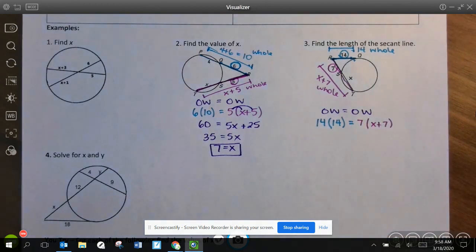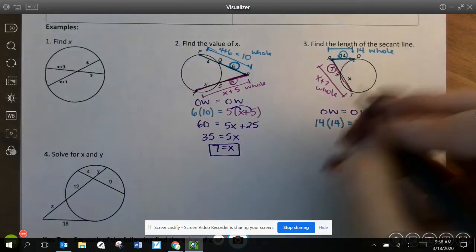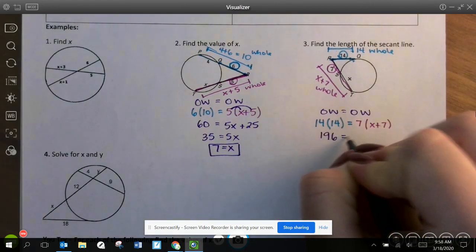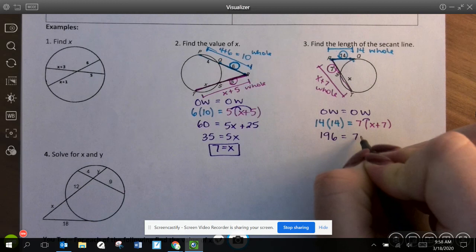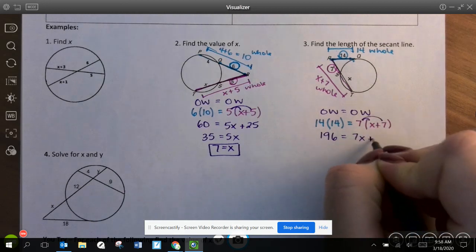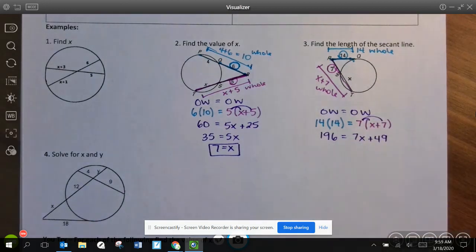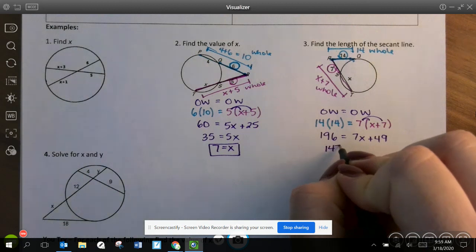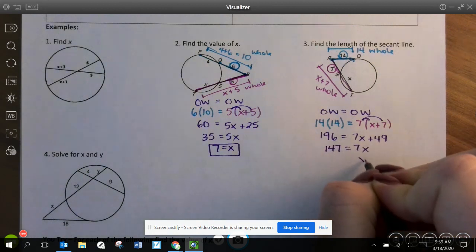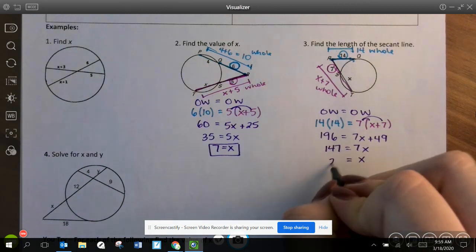And from here, I'm just going to do some algebra. So 14 times 14 is 196. Distribute, 7x plus 49. If I subtract 49, I get 147. Divide by 7, and I get 21.